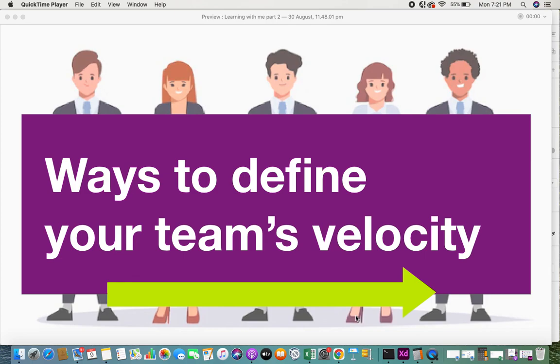At that time, you need to know what the team velocity is. Based on that, you would be able to pull a specific amount of stories into your iteration. So if you want to know how to do it, then this is the video for you. So let's get into it.